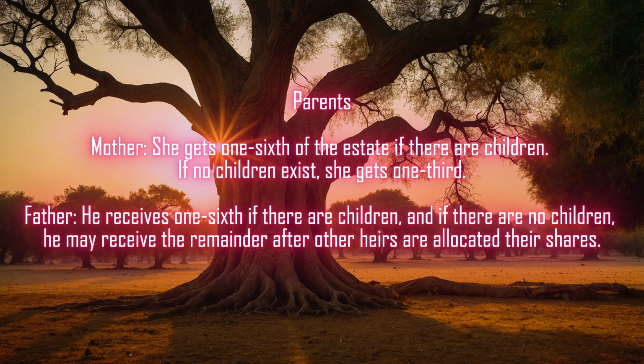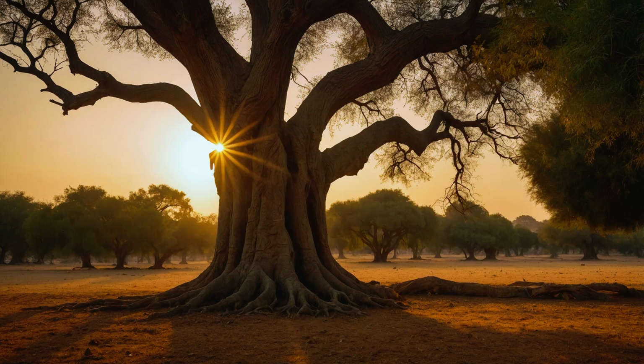Parents. Mother. She gets 1/6 of the estate if there are children. If no children exist, she gets 1/3. Father. He receives 1/6 if there are children, and if there are no children, he may receive the remainder after other heirs are allocated their shares.